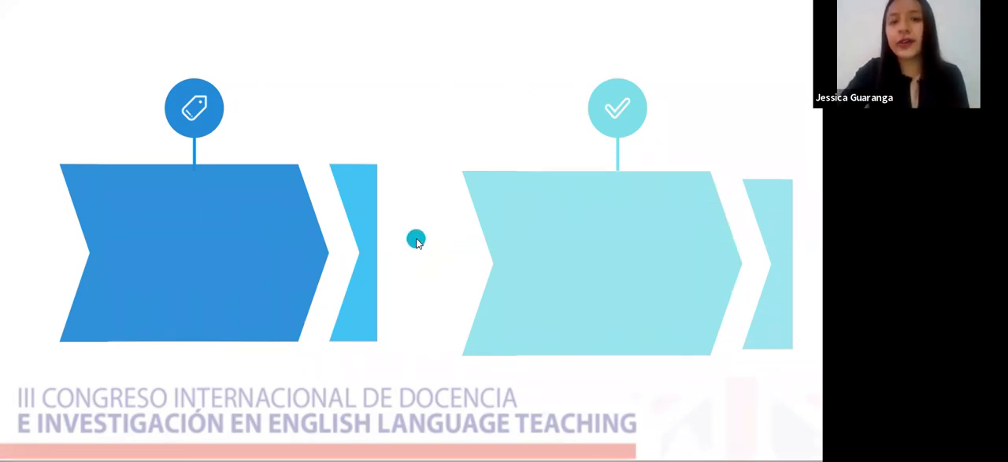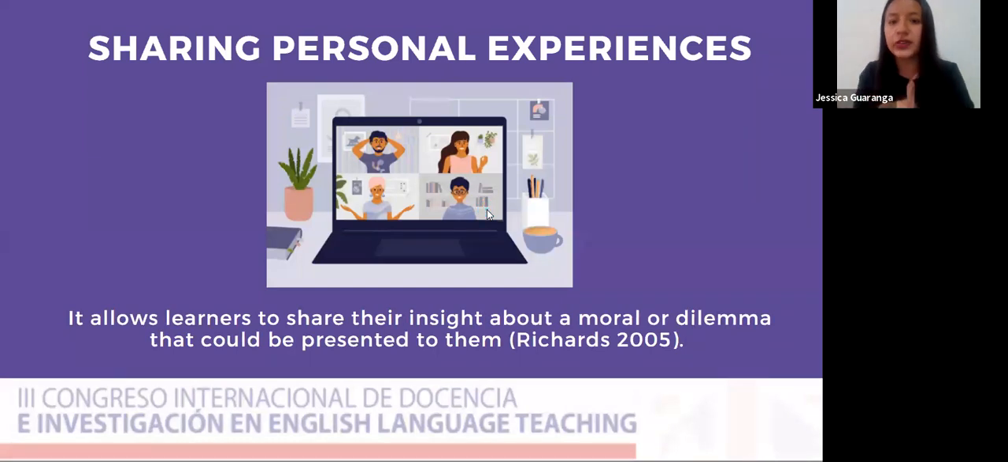And over here, we have another one that is sharing personal experiences that, as you can see here, allows learners to share their insight about the moral dilemma that could be presented to them. So in this case, in the same way, students have to talk about different topics. They have the chance to share personal opinions, experiences about any topic. And in the same way, this is a great activity that allows learners to participate in the English-level classroom, to share more with their classmates and something like this.